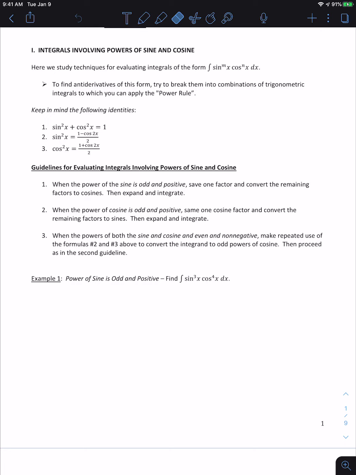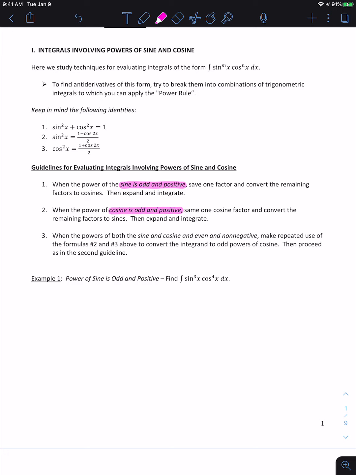Okay. So, guidelines for evaluating integrals involving powers of sine and cosine. We have some steps that we follow. When the power of sine is odd and positive, we save one factor of sine and convert the other factors to cosines. Why? Because if we save that one factor of sine and convert everything else to cosine through our trig identities, then we can do a use substitution with cosine, and that sine hanging on the outside will be the derivative needed for the use substitution. When the power of cosine is odd and positive, we do the exact same thing, except leaving one cosine on the outside, so that we're able to do use substitution.